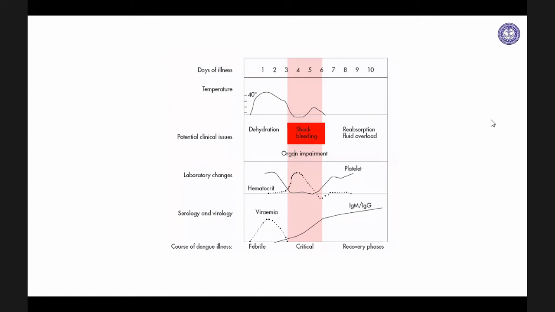Similarly, the full blood count on day 1 is also very useful because you can get an idea about the baseline hemoglobin, baseline packed cell volume, and the baseline platelet count.